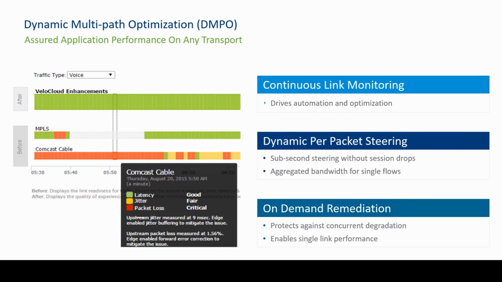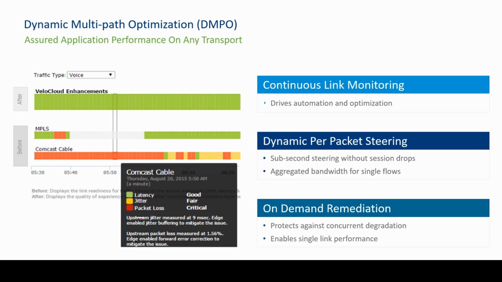So here we can see how it works. In this slide you can see the traffic type is voice. After that, you can drag down and also click on video or maybe data. So here you can see how DMPO is working. As we mentioned, it's continuous link monitoring, dynamic per packet steering and on-demand remediation. If packet loss or latency is not there, it will not activate your packet duplication or FEC.